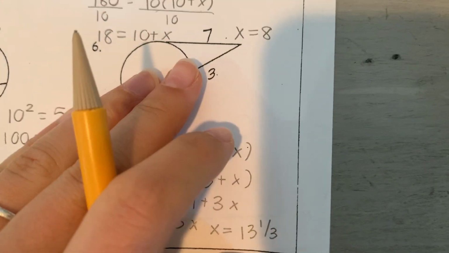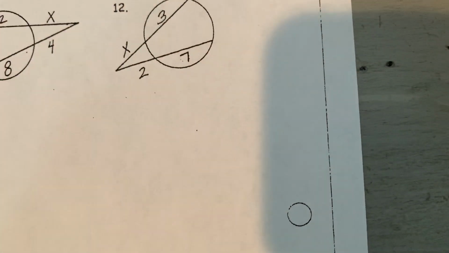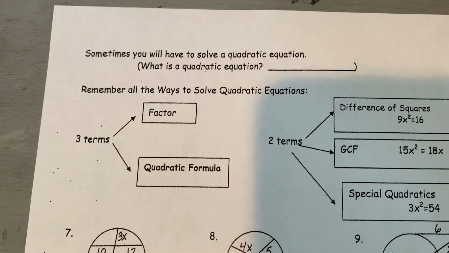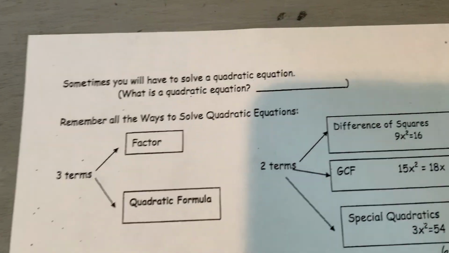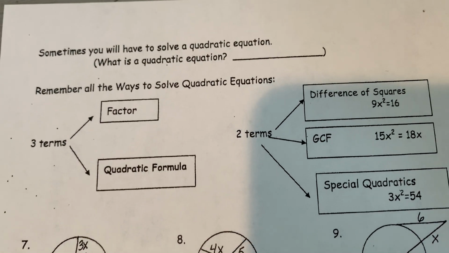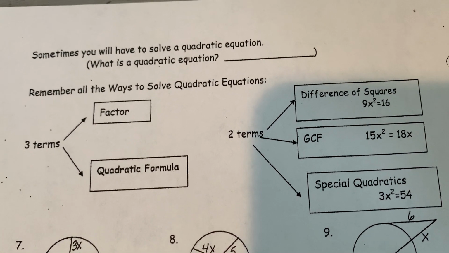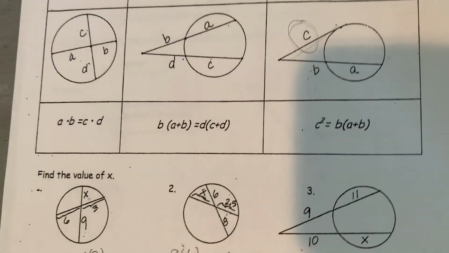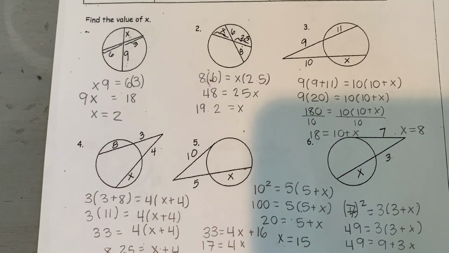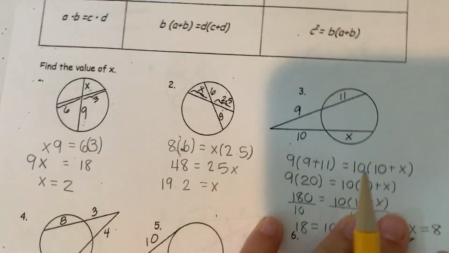Okay? All right, flipping over to the back. Sometimes you're going to have to solve a quadratic equation. So sometimes we're not going to have the prettiest numbers when we are doing this. Okay, so you know how these on the front, they just simplified really easy. We didn't have any squared numbers. We didn't have anything crazy going on.